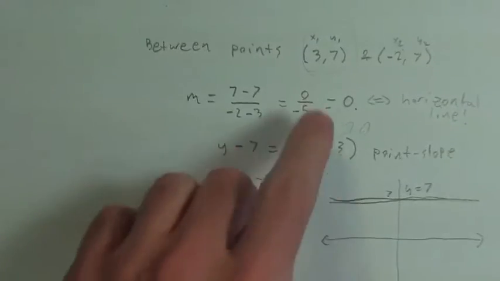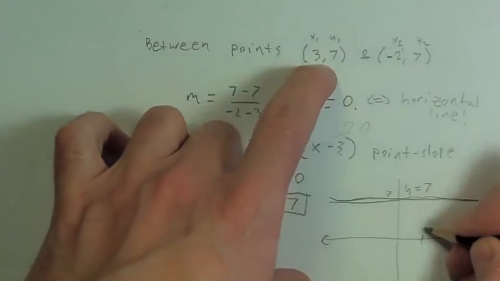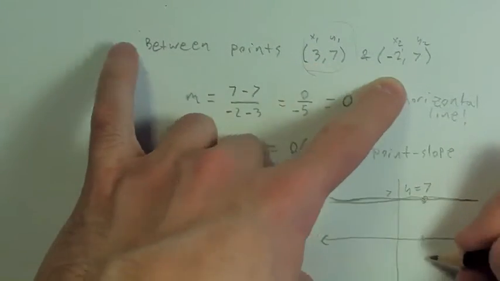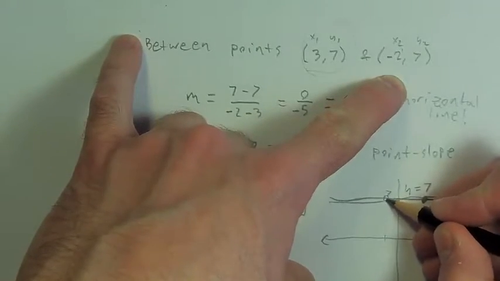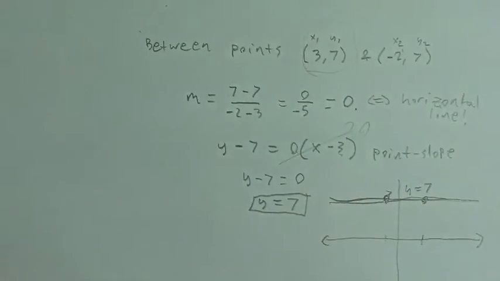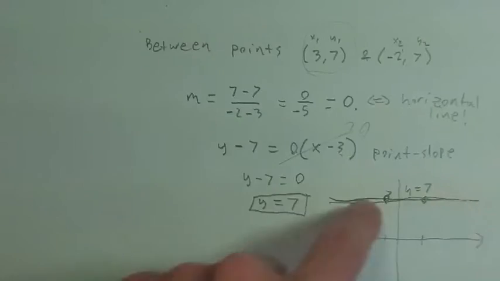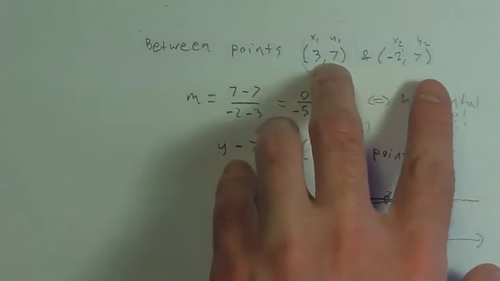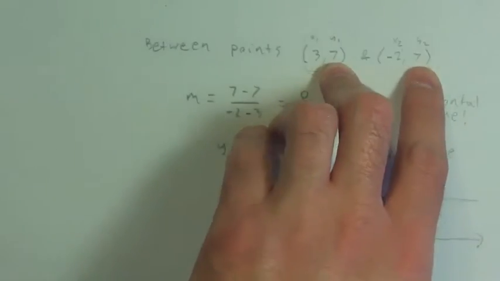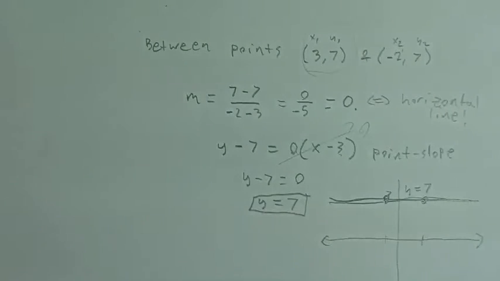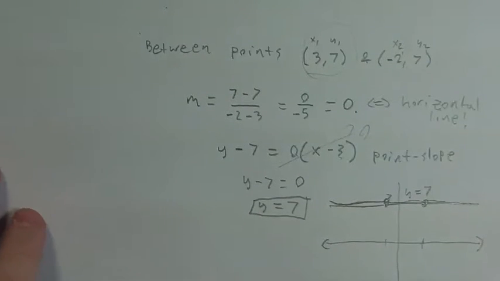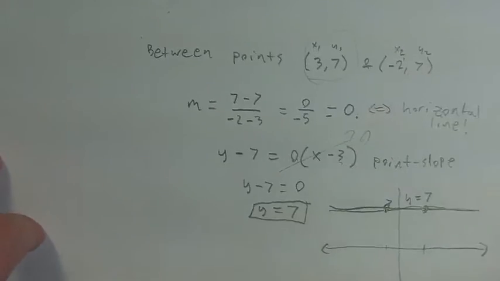And if you think about it, 3, 7 is like here. Negative 2, 7 is maybe here. So when you join those points together, you actually do get a horizontal line since the y's are the same. So when the y's are the same from one point to the next, you're going to have a horizontal line. Similarly, when the x's are the same, you're going to get a vertical line.